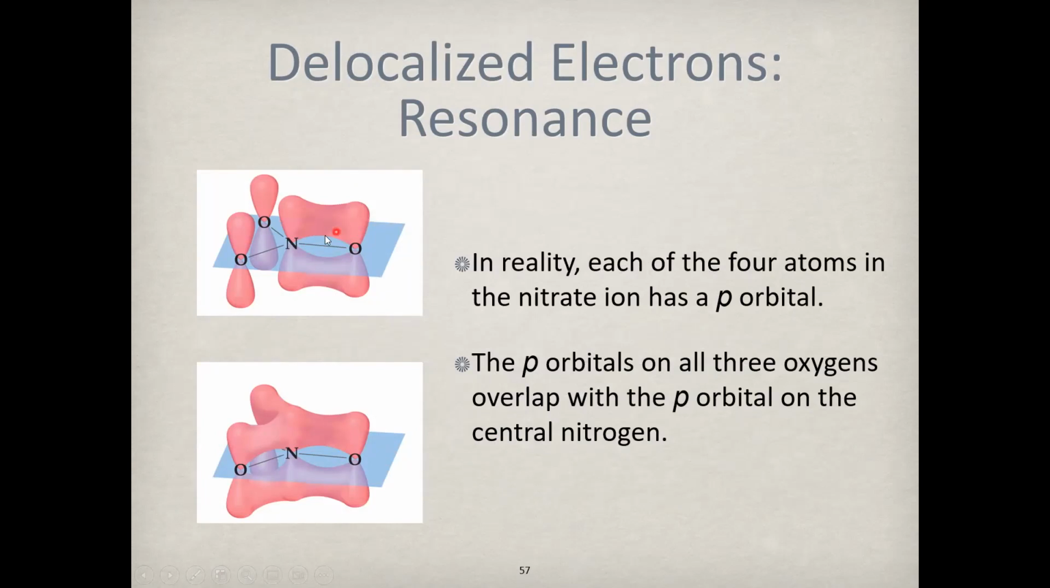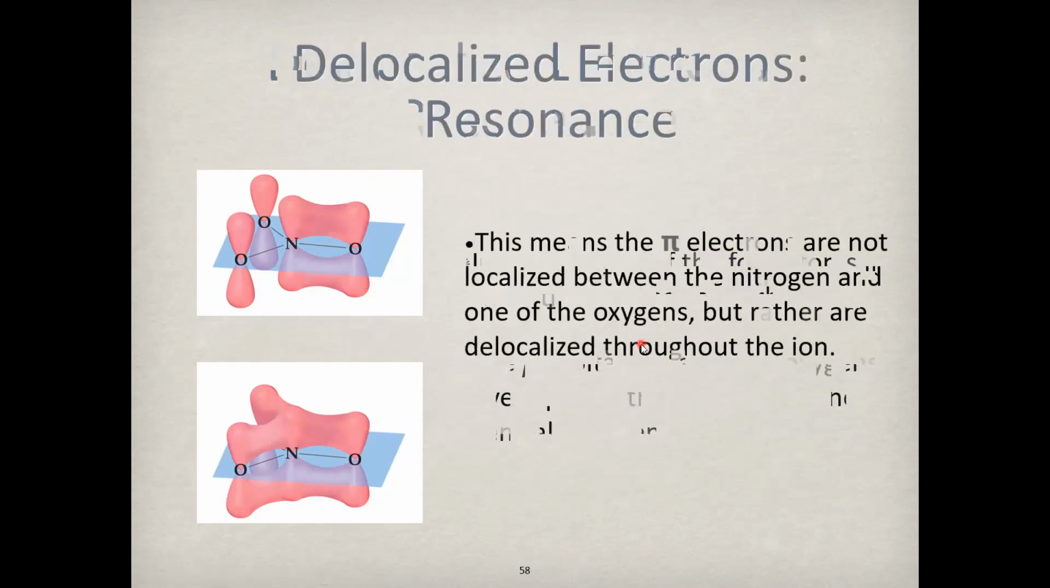So it's kind of showing that p orbital overlap there. But we actually have p orbitals on all of these oxygens. So when we see the true structure, we see overlap between all of those p orbitals. And that's why we're going to refer to these electrons in resonance structures as delocalized. Because we don't actually just have them being shared between this central nitrogen and one of these oxygens. We have them delocalized throughout this entire p orbital overlap there.